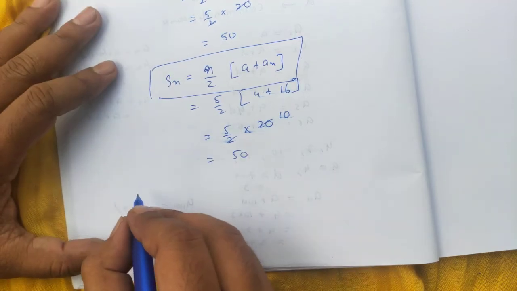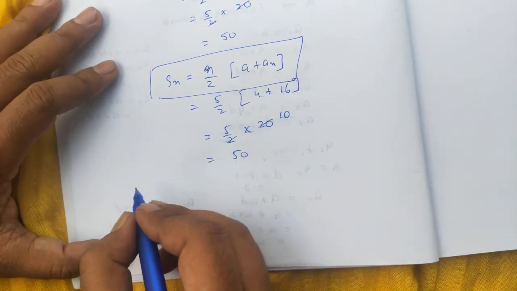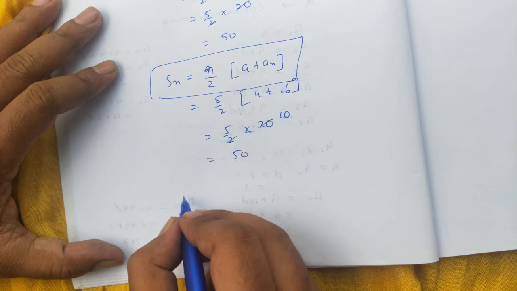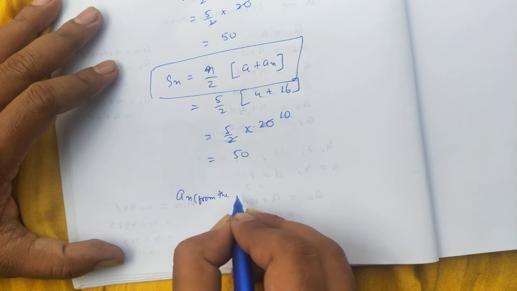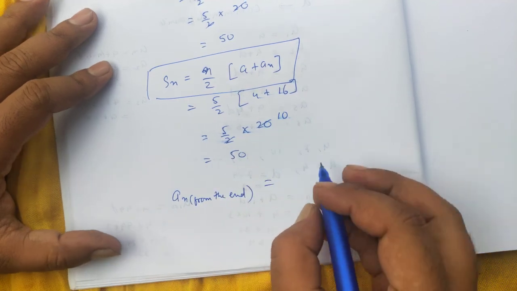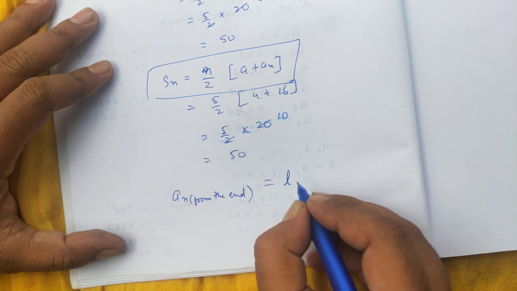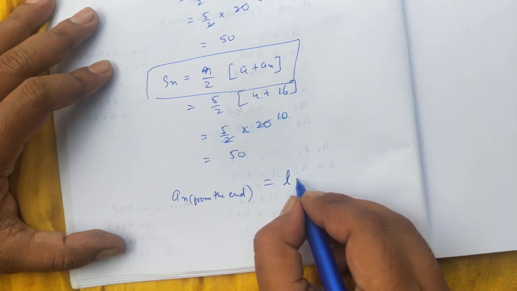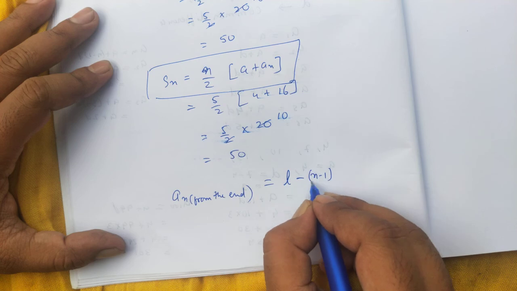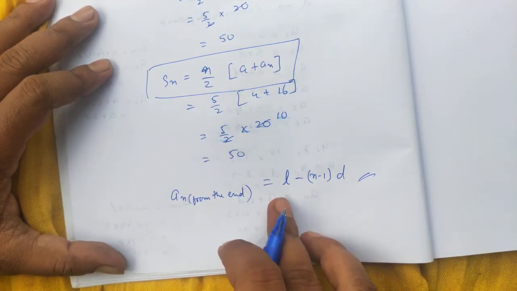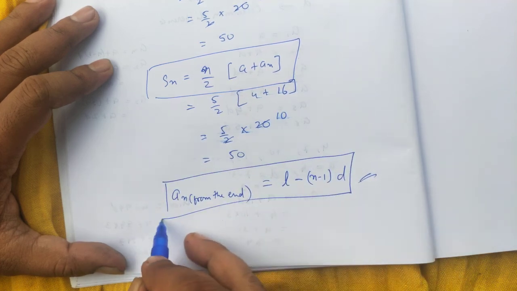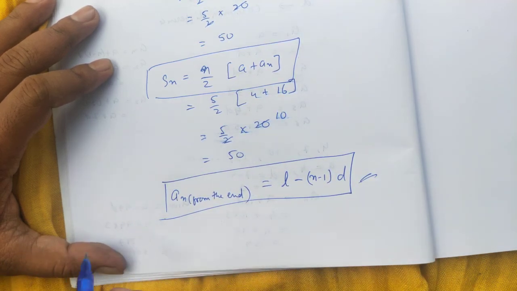One more formula is there. If you are going to find the nth term from behind, we use the last term first: L minus (n minus 1)d. Remember this formula. L stands for last term. We get some questions like that sometimes. So pause the video to write all the important formulas and important points.